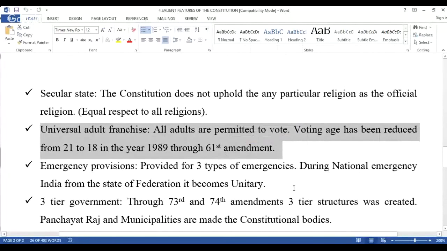Okay, look at this. Please read this once. All adults are permitted to vote. Voting age has been reduced from 21 to 18 in the year 1989. What was the amendment? The amendment was the 61st Amendment. Am I clear? Next.